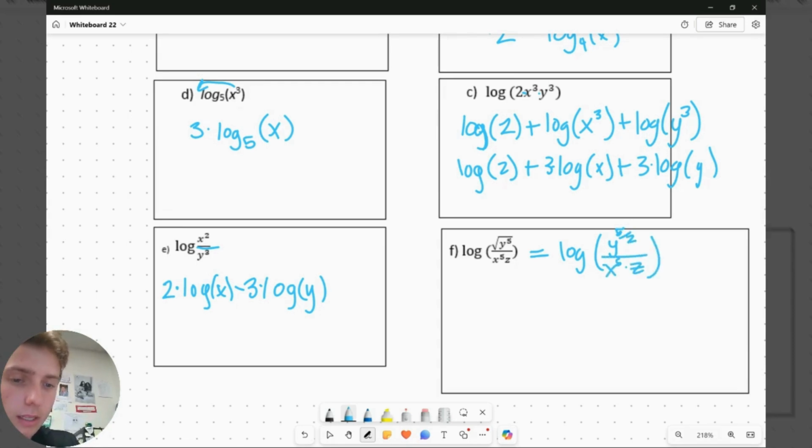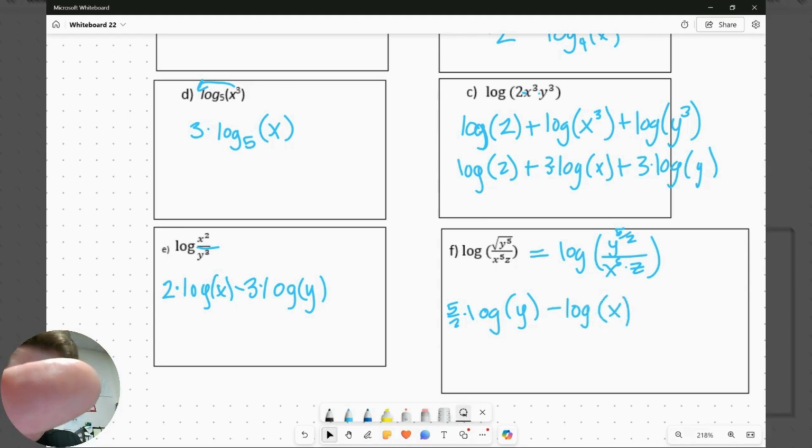So now I have something like this. Okay, expand it. So I need anything log of y on the top. The 5/2 is its exponent. I move exponents to the front. X to the 5th and z are both being divided. So both of those are going to go on the bottom, and I show that with my subtraction here.